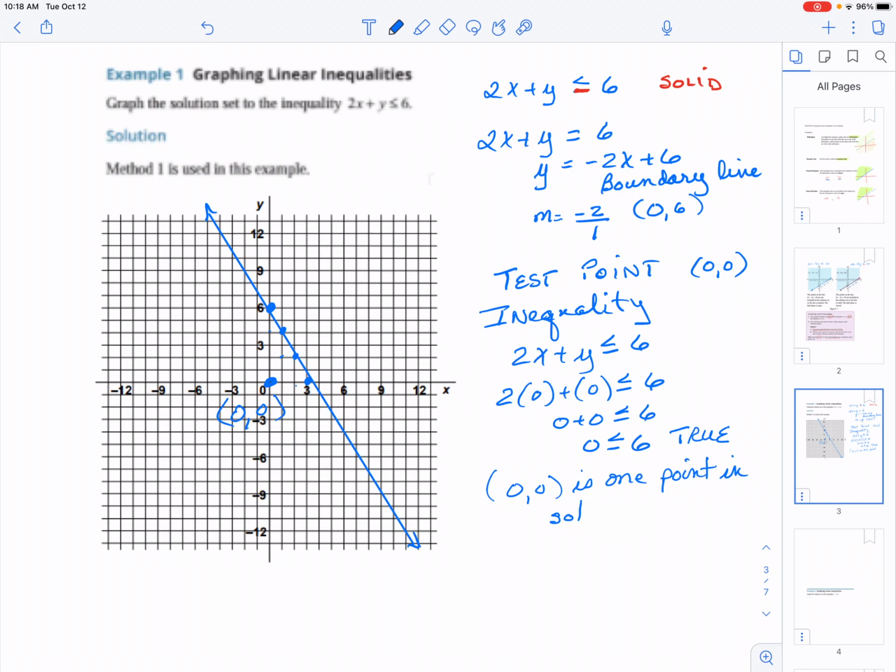So what that tells me is that since (0, 0) satisfied the inequality, I'm going to want to shade on that side, because that point satisfied the inequality, and I know then that every point on that side will satisfy.